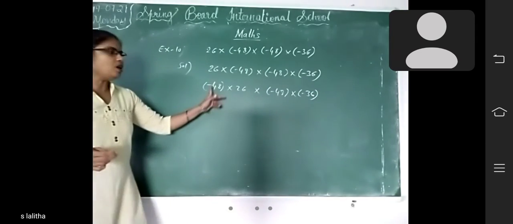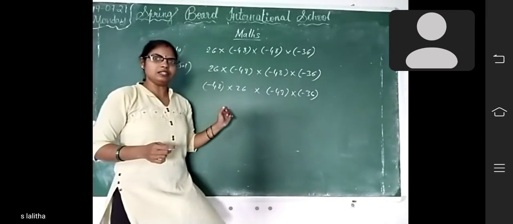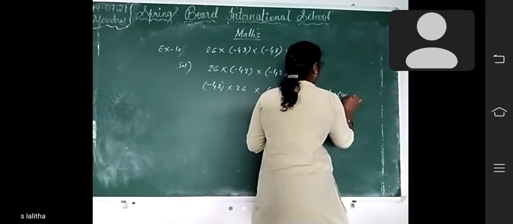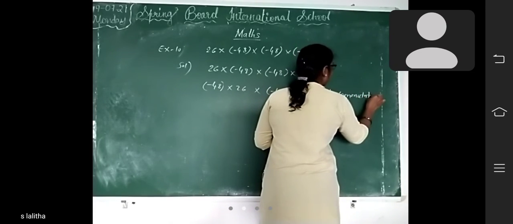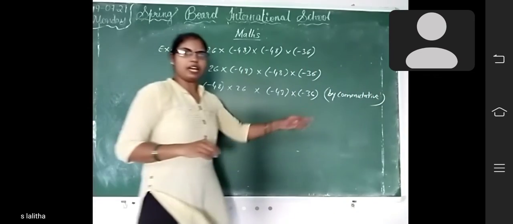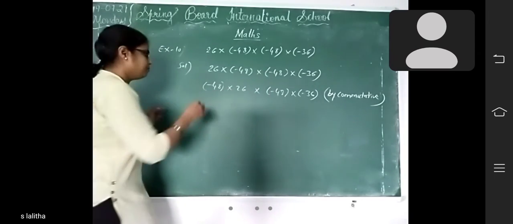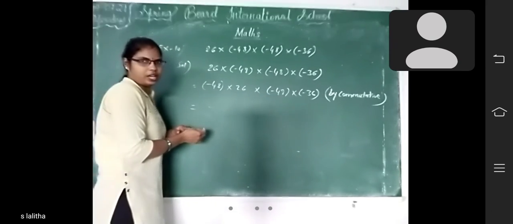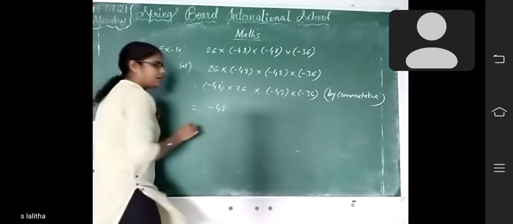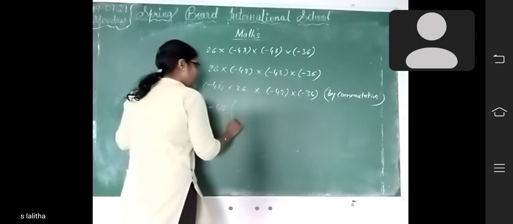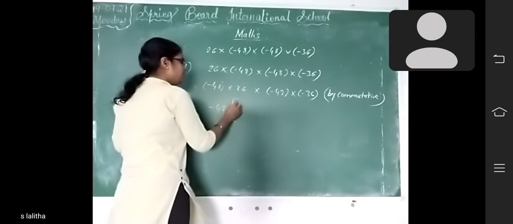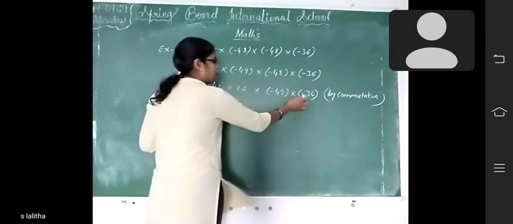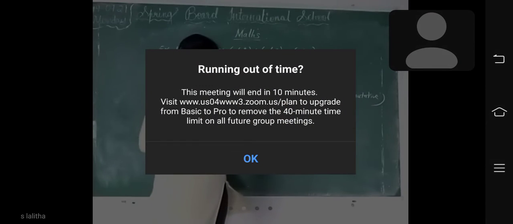Here we can reverse the order. So which property is it? We have to reverse the order, meaning by commutative law. Okay, by commutative law we have extended the order. And minus 48, here also minus 48 is there. Now I am taking minus 48 as common. What is the number remaining here? 26. Next, into minus 36.